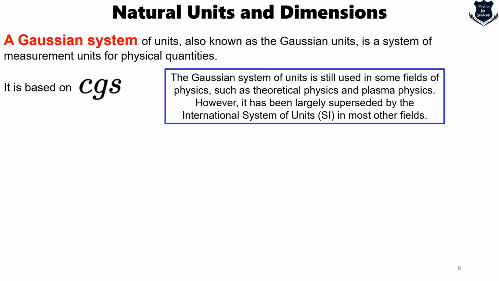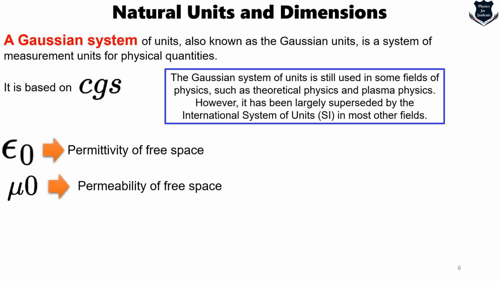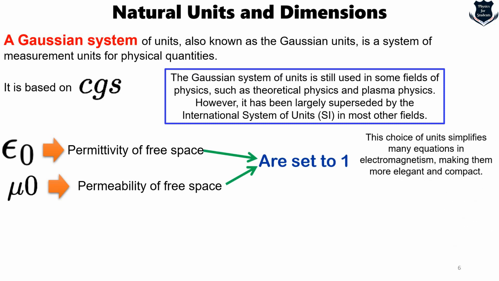Now, the most striking feature is that the fundamental electromagnetic constants, such as the permittivity of free space and the permeability of free space, are normalized to unity. That means set to 1. So in other words, in the Gaussian system of units, these fundamentals are set to 1. Why? Because it simplifies the equations of electromagnetism. So in order to simplify things, we have set them to 1.